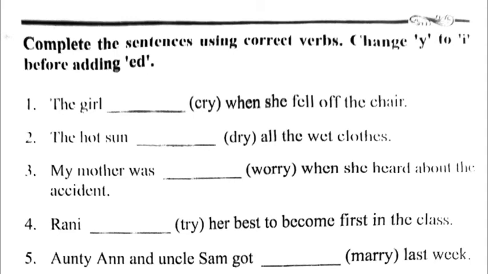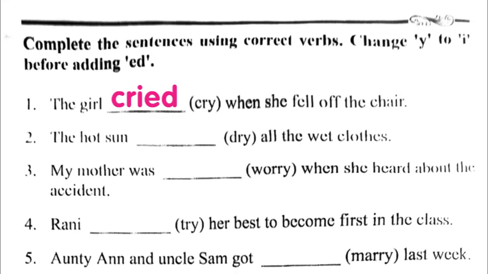Like I explained in the previous lesson, I will teach you the first sentence. You can see, the girl blank in the bracket cry when she fell off the chair. We have to change the word in the bracket. It's the word cry. How are we going to write this? In the word cry, before the letter y there is the letter R. R is a consonant letter. So instead of y we write the letter i and add ed. Then cry becomes cried.